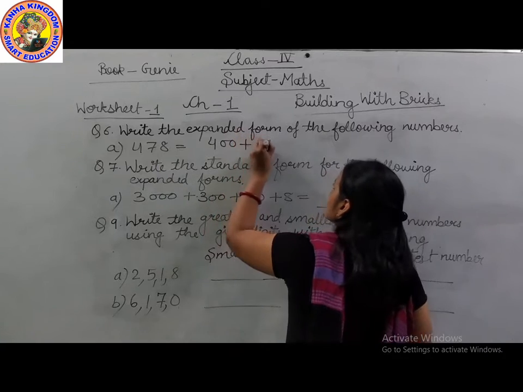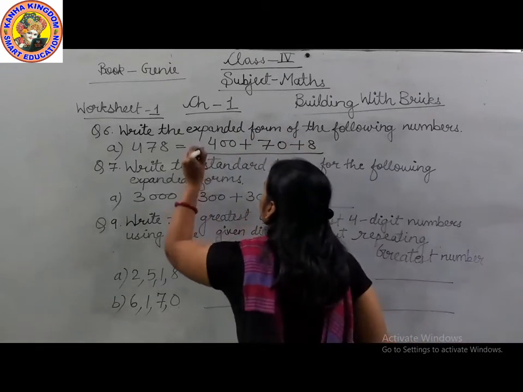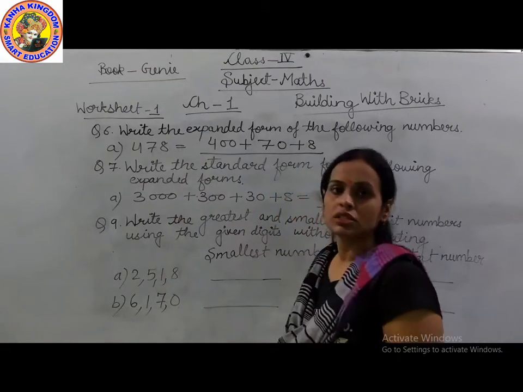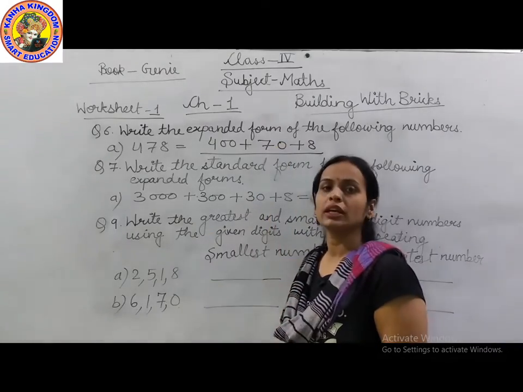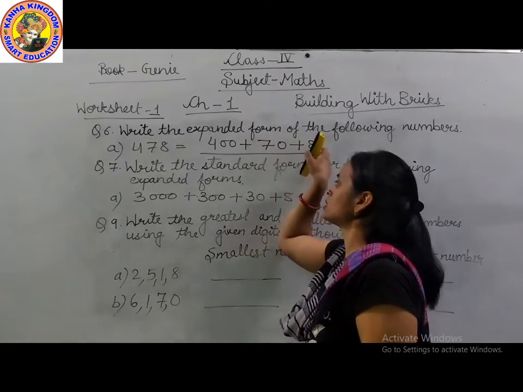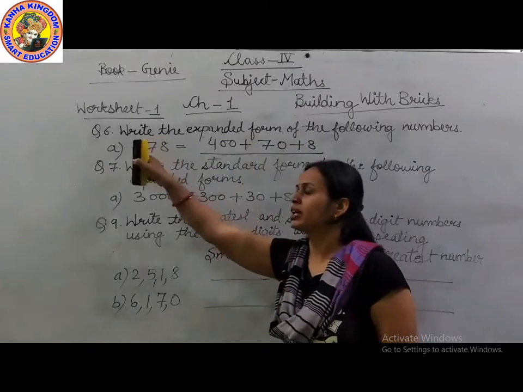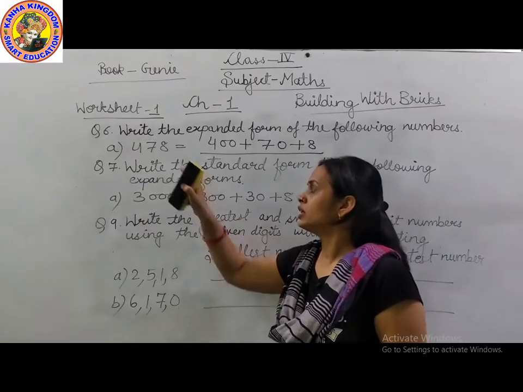400 plus 70 plus 8. Okay. We have to write it like this: 400 plus 70 plus 8. This is the expanded form of 478.